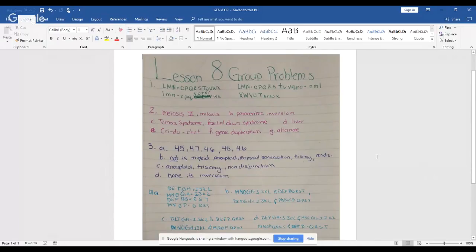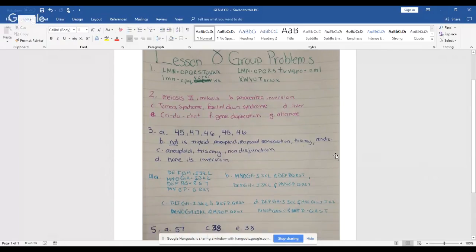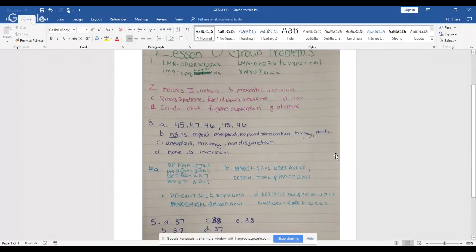For part B, it says which one's not associated with Charcot-Marie-Tooth disease. The ones not associated are triploid, aneuploid, reciprocal translocation, trisomy, and non-disjunction. The ones that were associated with it were diploid and duplication. For part C, which of the following terms are associated with Klinefelter syndrome? That's when you have two X's and a Y. So that would be aneuploid, trisomy, and non-disjunction.